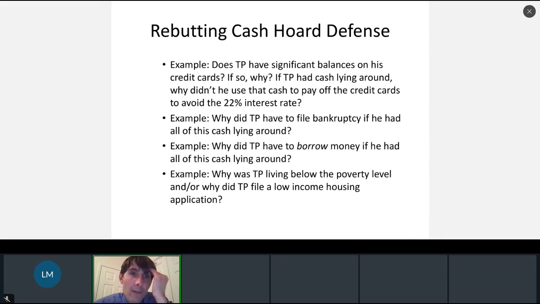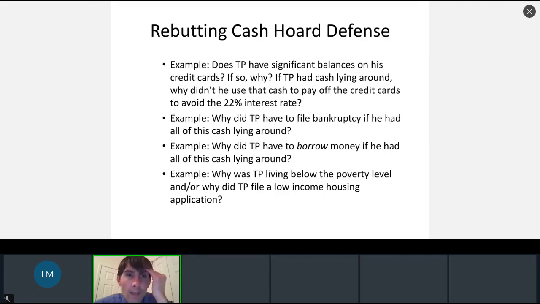Does the taxpayer have significant balances on their credit cards? If so, why? Why did the taxpayer have a $20,000 balance on their Chase Visa card when they claim to have had 80,000 or more in a cash hoard lying around? If the taxpayer had this cash, why didn't he just use that cash to pay off the credit card to avoid, well, this is really high.